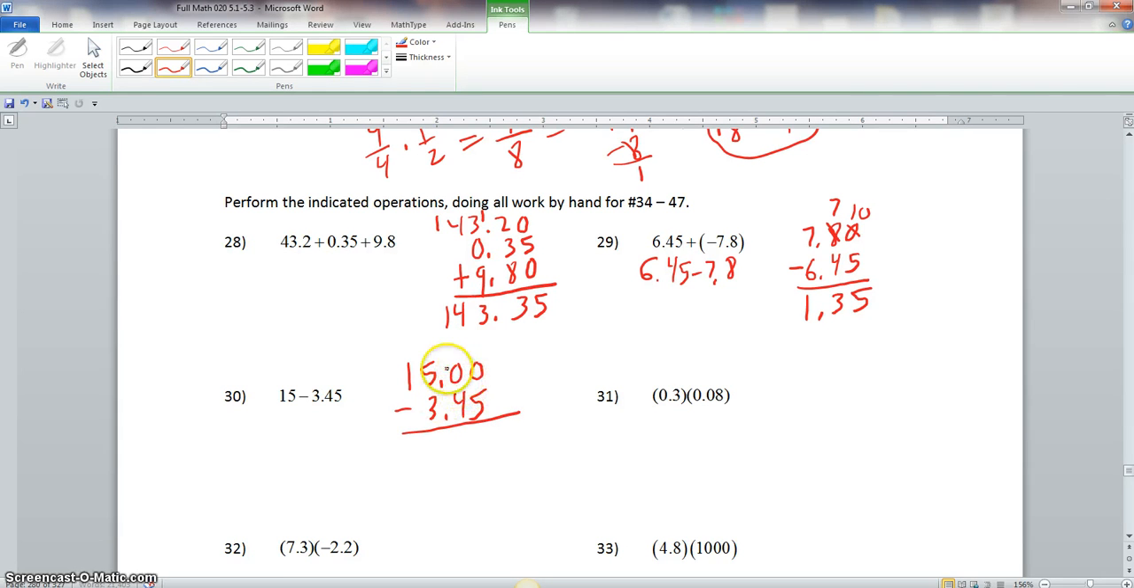Now we know we cannot borrow from these zeros, so we'll go over to the 5. This would become 4. This 0 would be 9. And this 0 would be 10. Because actually we would carry the 1 here, that's 10. And then borrow 1 from that, that would give us 9. And this would be 10. So we add 10 minus 5, which is 5. 9 minus 4 is 5. Put our decimal. 4 minus 3 is 1. And we bring down our 1. So we have 11.55. And that is it for problem number 30.